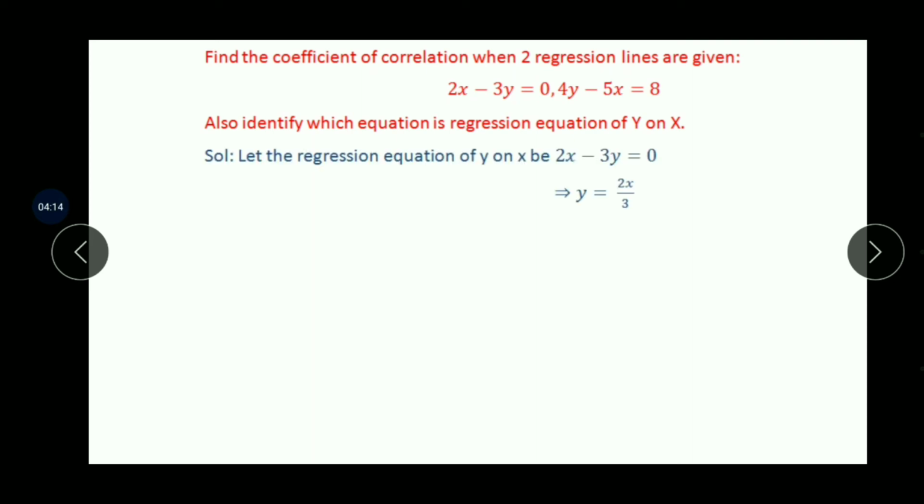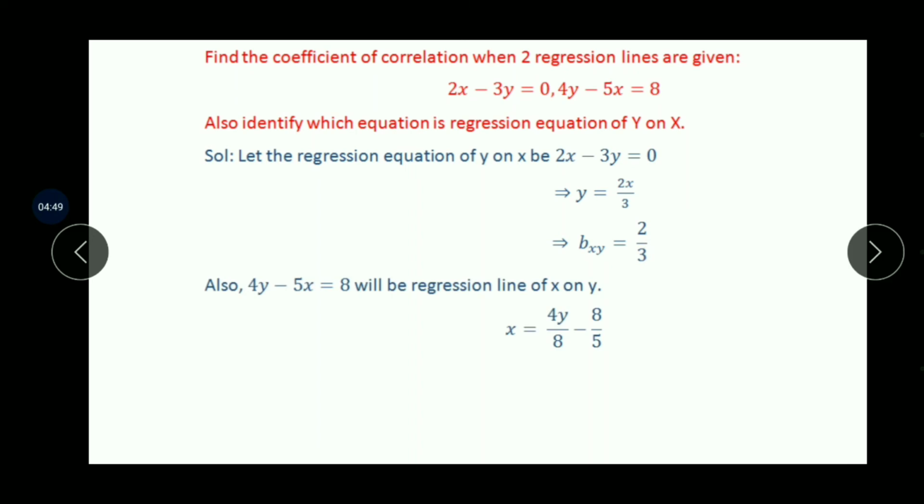Okay, so we have to identify which equation is for y on x and which equation is for x on y. So let us assume that the regression equation of y on x is this one, 2x minus 3y equal to 0. After simplifying it, I get y equal to 2x by 3, and the coefficient of x is always byx. So bxy, sorry. So bxy is equal to 2 by 3.